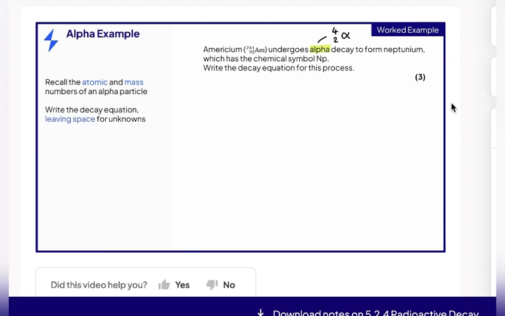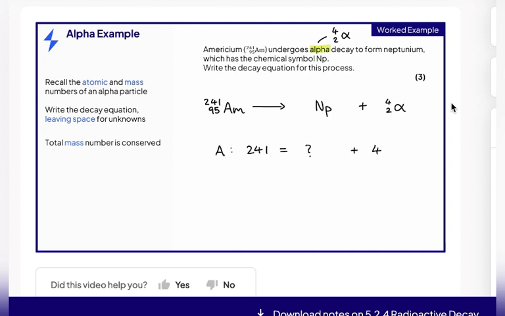Next, write the information we already have into the decay equation. We know americium's chemical symbol, and we know neptunium and an alpha particle are the products. Remember that mass number is conserved, so americium's mass number is the sum of neptunium's mass number and the alpha particle's mass number. Some quick rearranging shows us neptunium's mass number is 237. This is 1 mark. Total atomic number is also conserved, so we do the same thing. This shows that neptunium has 93 protons, which is our 2nd mark.